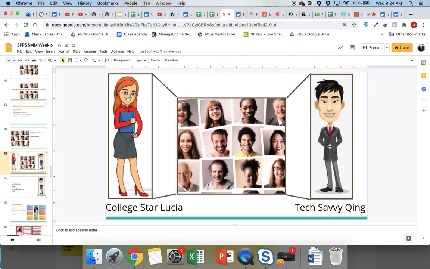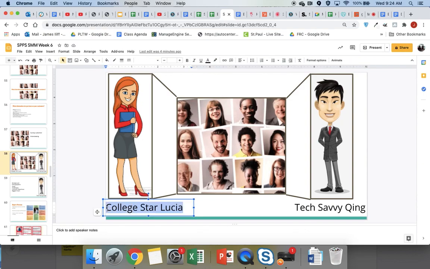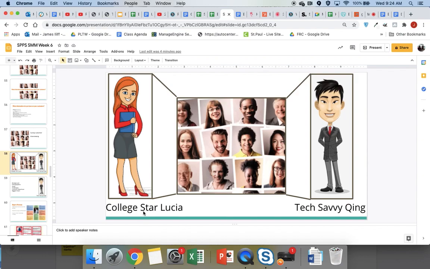So let's look at another one, College Star Lucia. College Star Lucia doesn't really exist, but this character represents a group of people who are your real customers, who may be college age and really outgoing and successful at college, and so you make up this buyer persona.